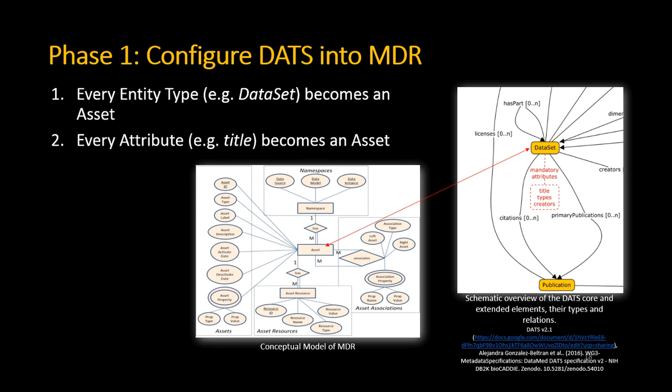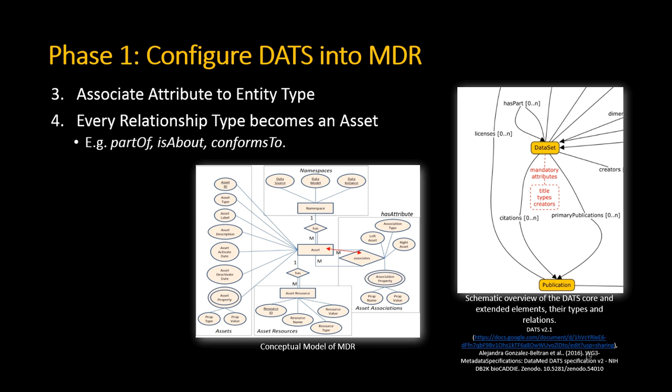So here's an example of phase 1. On the right side is a small portion of the DATS model. You have an entity type called dataset, and that could be configured as an asset, as you see with the red arrow, into the MDR. And the attributes would also be configured as assets in the MDR as well. So those are the first two steps.